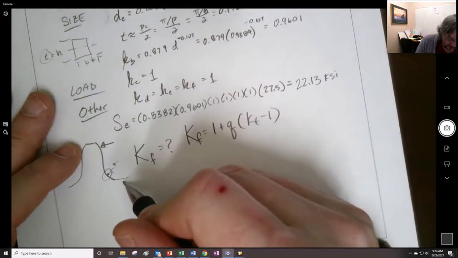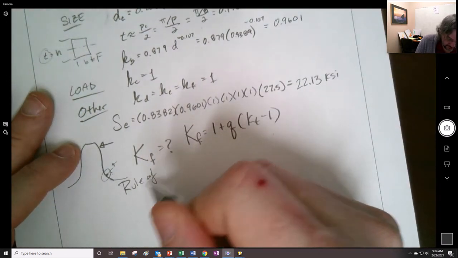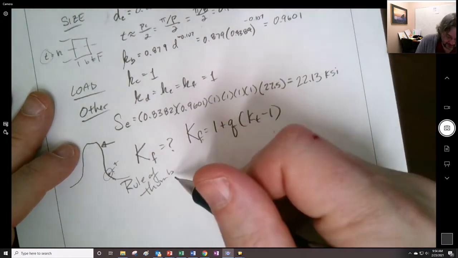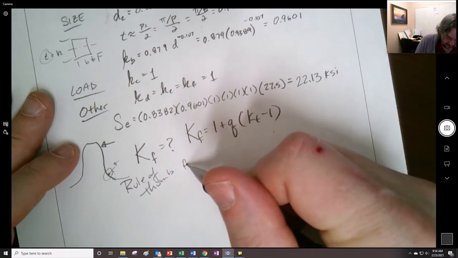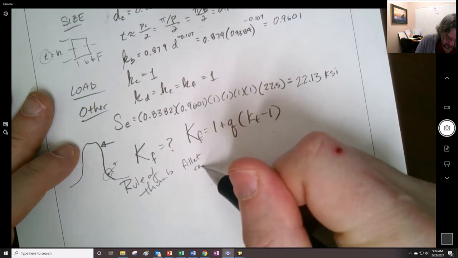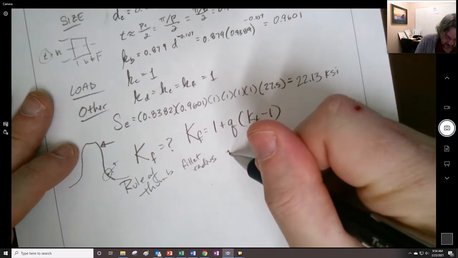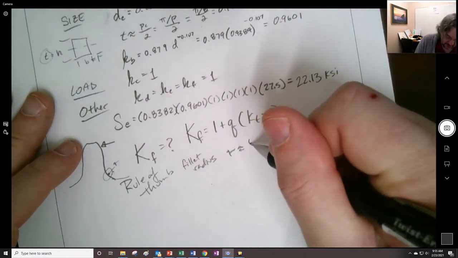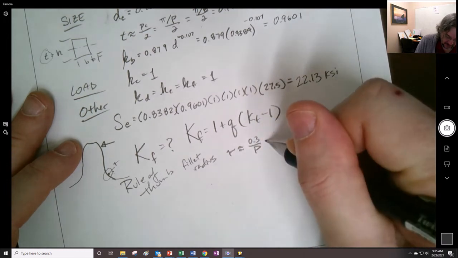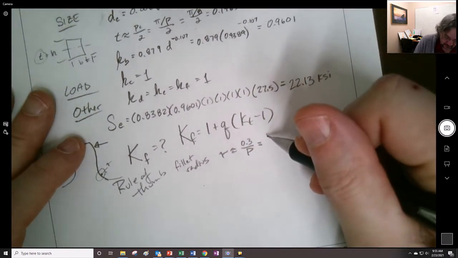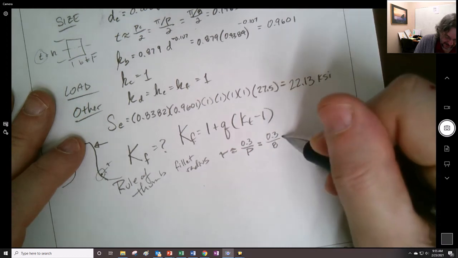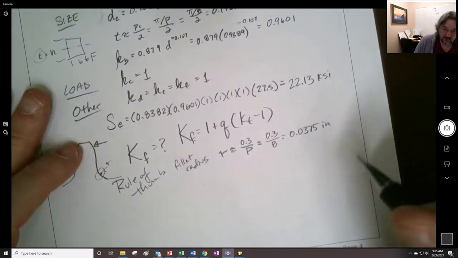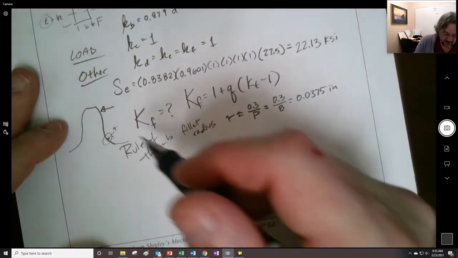Now there's a rule of thumb for gears, where the fillet radius, and this is only in this example, I can't find it anywhere in the book, is the fillet radius is 0.3 divided by the diametral pitch. Yeah, I know. So 0.3 divided by 8, and we get 0.0375 inch right there.